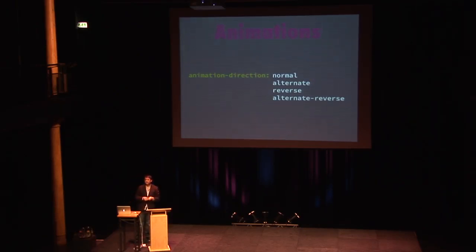Alternate does exactly the opposite. It plays through from start to end, and if it's got another iteration to go through, then it'll turn around and play from end to start, and it'll keep going backwards and forwards like that. Reverse works in the same way as normal, but in reverse. It will start from the to frame and work back to the from frame. And alternate reverse will do the same as alternate, but in reverse. Whoever came up with this spec, I have to congratulate them on the plain language they've used for all the functions and values.